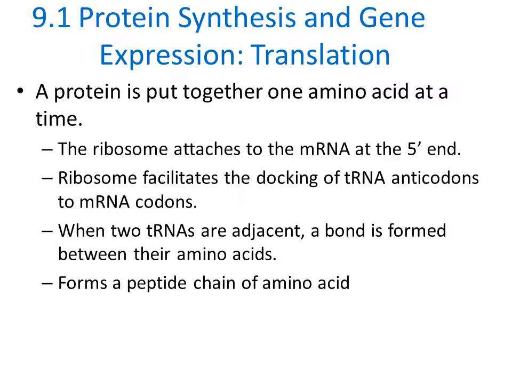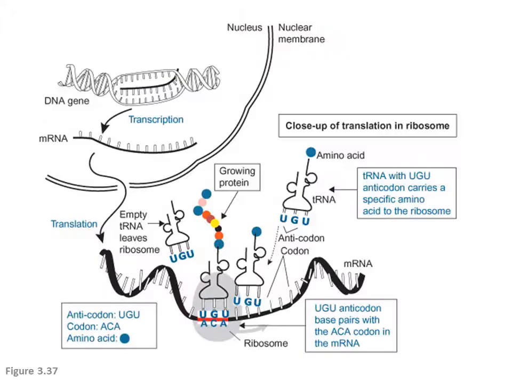So how does this process work? First of all, the ribosomes are going to attach to the mRNA at the 5' end. The ribosomes are going to facilitate the docking of a tRNA anticodon that's complementary to the codon in the mRNA. When 2 tRNAs are adjacent to one another, a bond is formed between the amino acids at the other end of the tRNA molecule. A peptide chain is formed by linking together these amino acids.